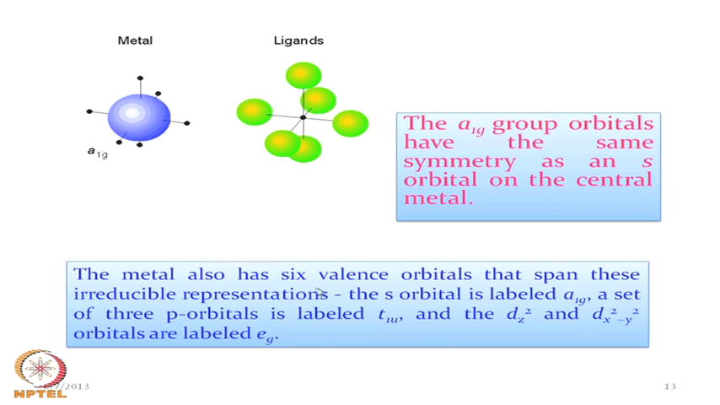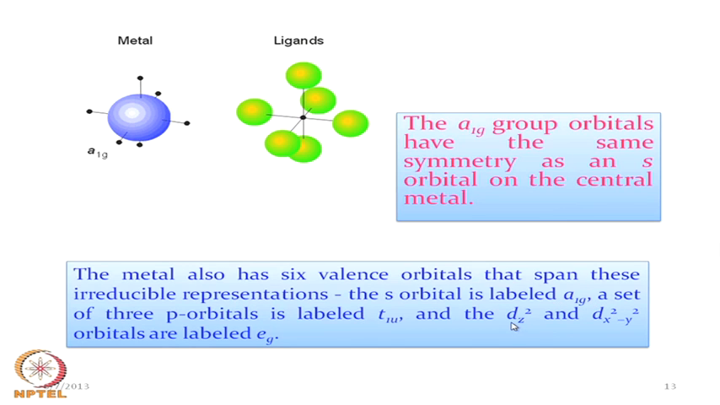So, the metal also has 6 valence orbitals, spanning this irreducible representation. The s orbital is labeled as A1g, the set of 3 p orbitals on the metal is labeled as T1u, and dz square and dx square minus y square can be labeled as Eg. So, these are the corresponding symmetry levels for all the orbitals coming from the metal.